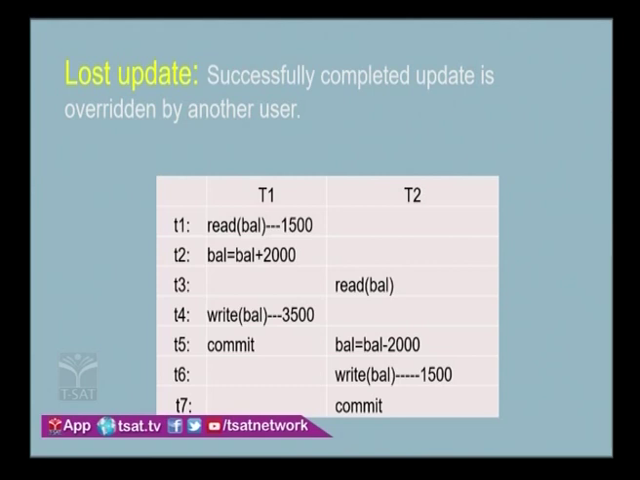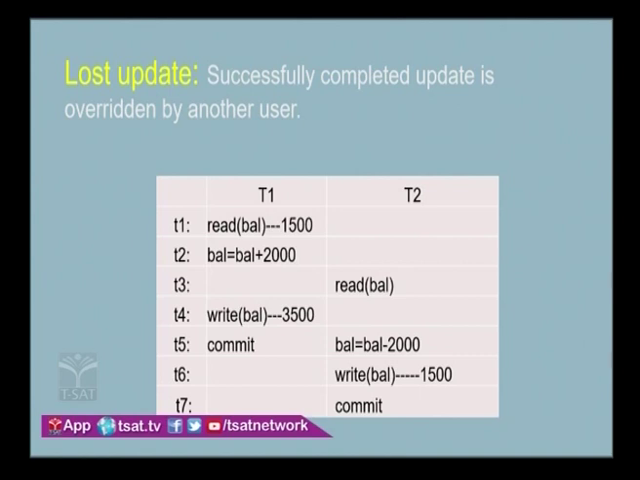If you observe these transactions, there are 2 transactions running concurrently, T1 and T2. Please observe the statements in transactions T1 and T2. At time T1, maybe 10 o'clock, T1 is reading the balance of the database object. When it read, it was 1500. At time T2, T1 is adding 2000 to the balance. How much will the balance become? 2000 plus 1500, 3500.